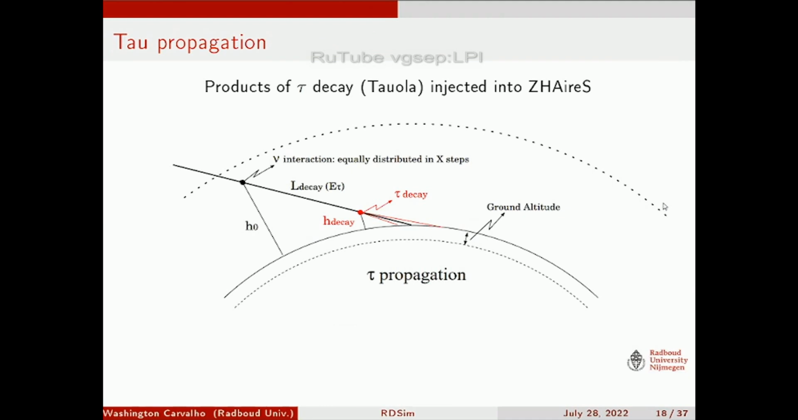RDSim can also do tau propagation, in a very simple way. It's basically the same thing. You have an interaction at what I call here H0 that produces the tau lepton, and it has to be propagated until it decays, if it decays above the ground, otherwise it's completely invisible. And then we inject the products of the decay from TAUOLA and create the shower and the radio emission.